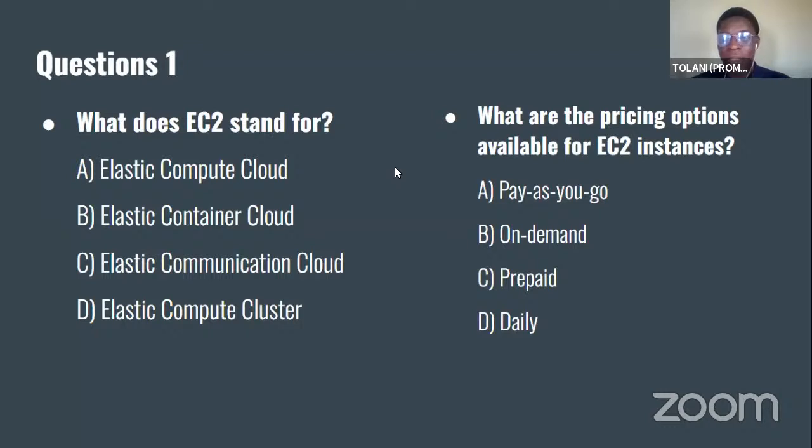So another person, please, for the next question: what are the pricing options available for EC2 instances? Thank you very much, Ibrahim, as well. That's correct. The answer is A. The pricing options: A is pay as you go, on demand, prepaid, and daily. Someone else should please answer the question. Pay as you go. Okay, thank you very much. That's correct. You have the pay as you go model, meaning you pay for what you use, basically.